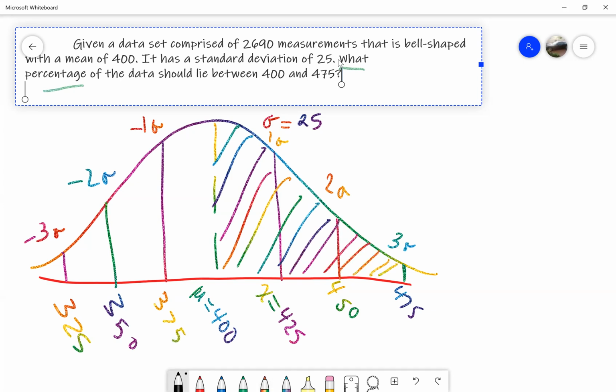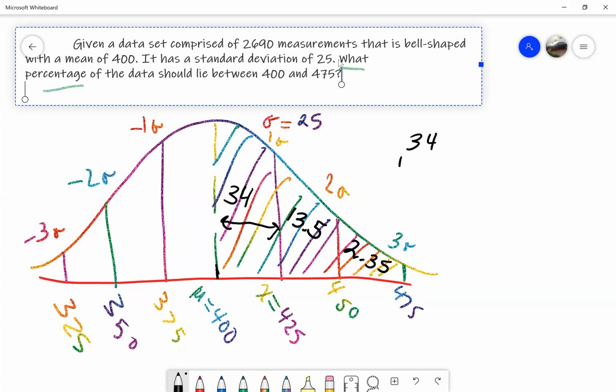Agreed? What percentage is from 400 to 425? It was like 34. 34 for that. How about for this piece here? Next one, 13.5. And the last one? 2.35. So what do we do to figure out the percentage between 400 and 475? Just add them up. Yes, let's add them up.